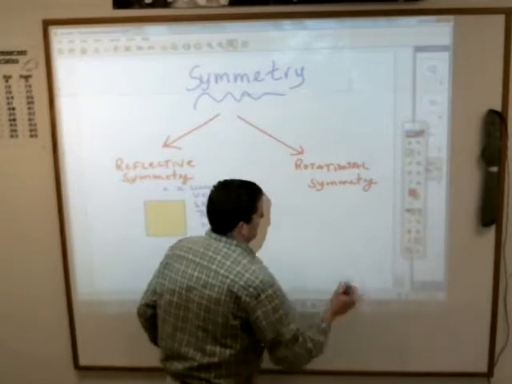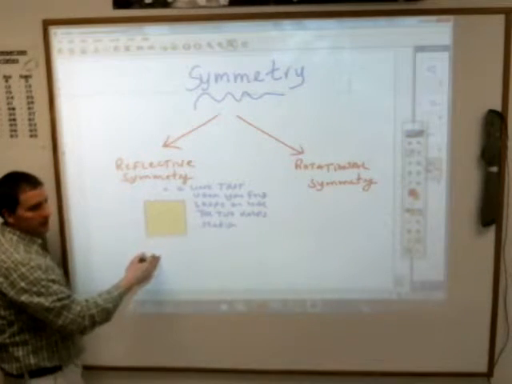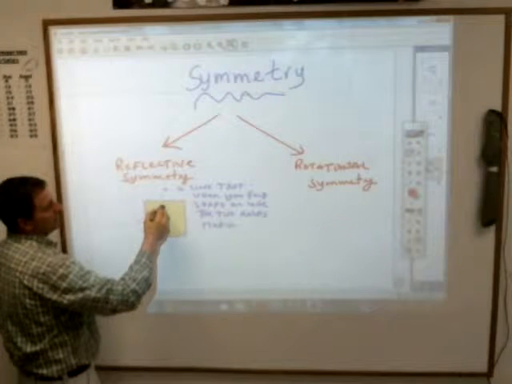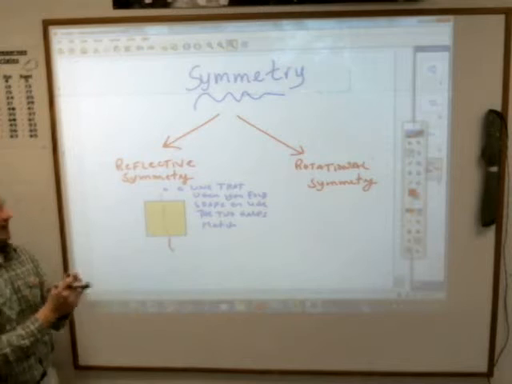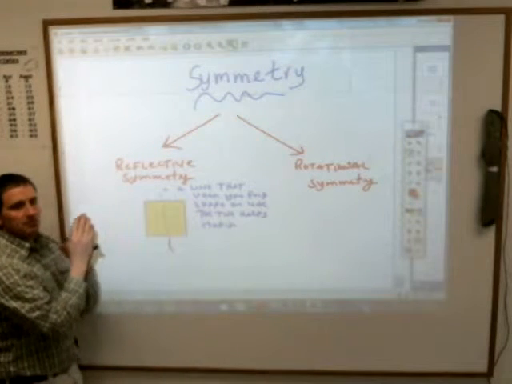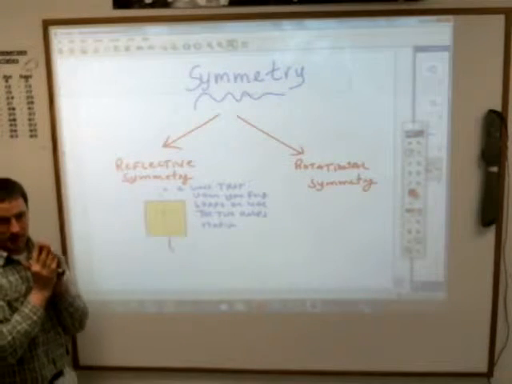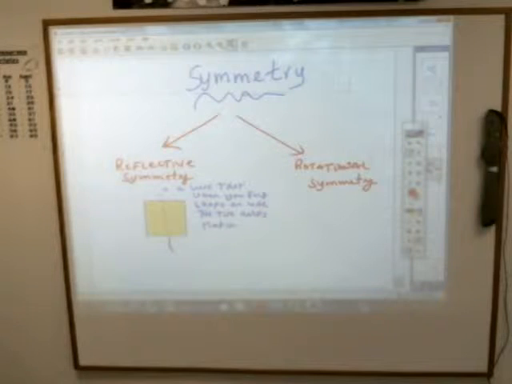So here's the example. With our square, if I were to draw a line right down the middle of this square, and I folded that square on that line, everything will match up completely and nicely. I could do it with a piece of paper, if in fact I had a piece of paper.